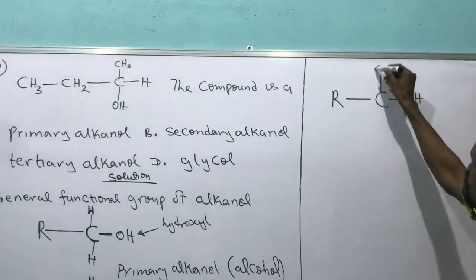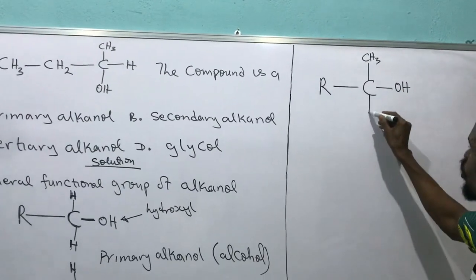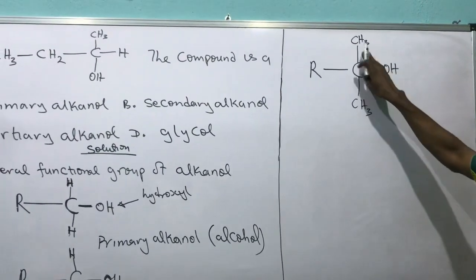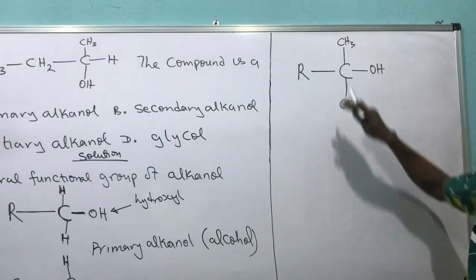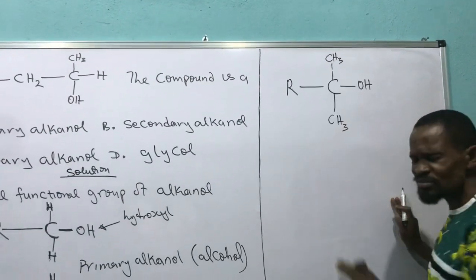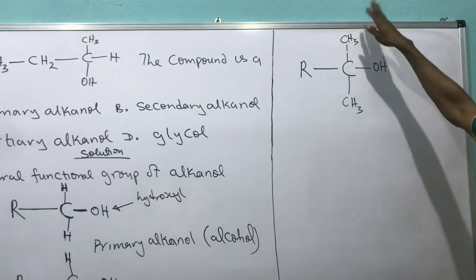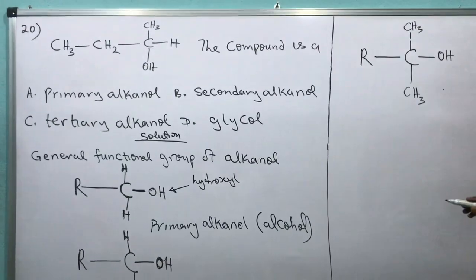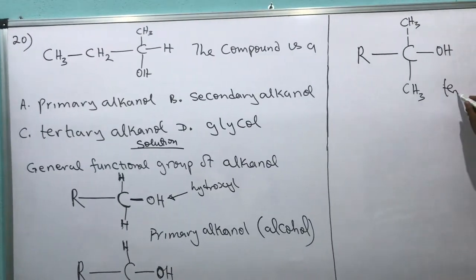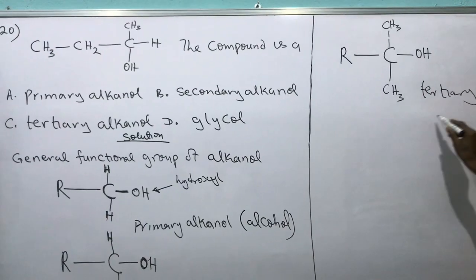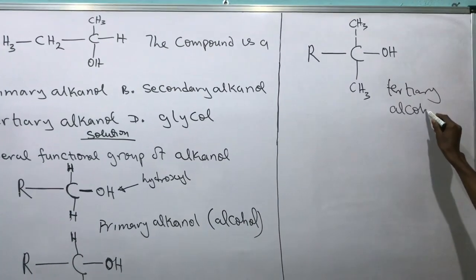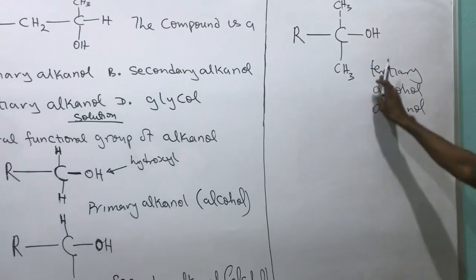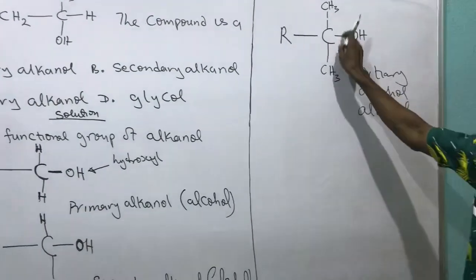Look at it. It has no hydrogen on the carbon carrying the OH. The carbon carrying this has no hydrogen. It has sold all the hydrogen it has to the aliphatic. I will call this tertiary. Tertiary alcohol, or alkanol. So tertiary alcohol is this one when it has sold all its hydrogen like this.